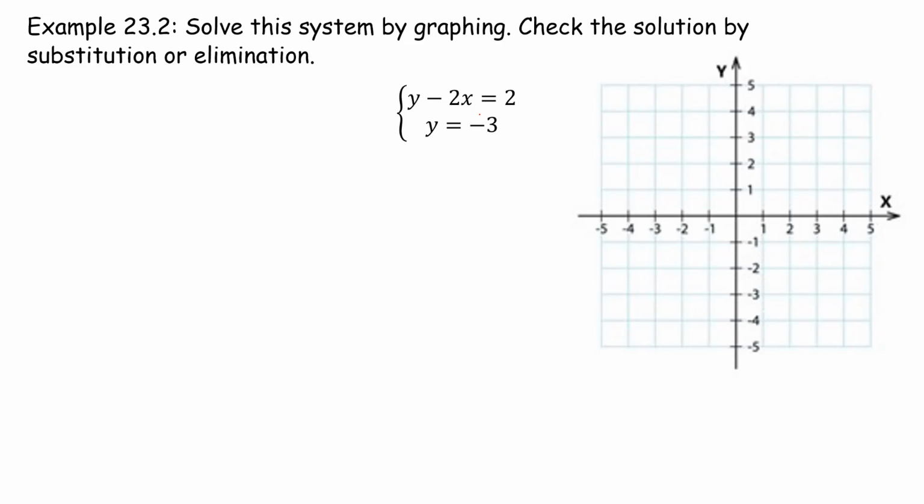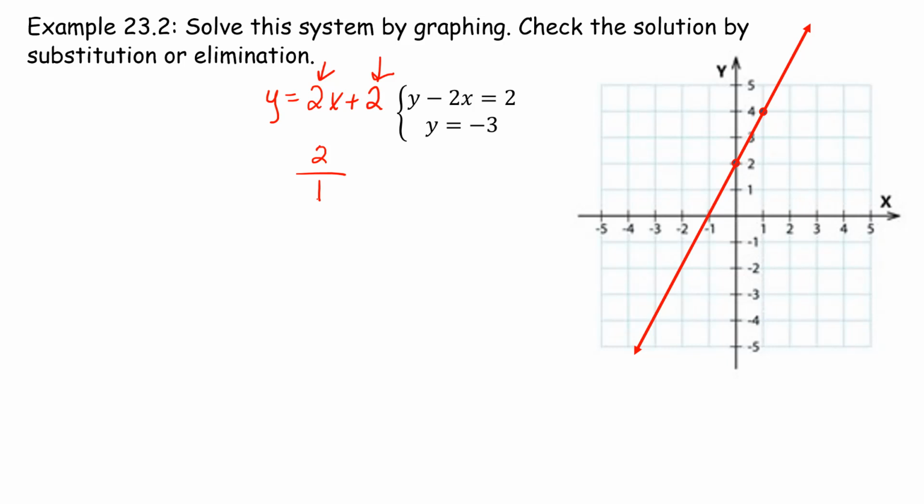Our first equation, y minus 2x equals 2. If we add 2x to both sides, we'll have y equals 2x plus 2. And that tells me that my y-intercept right here is 2. So there's that point. And then it tells me my slope is 2 right here. So that's 2 over 1. And that would mean you go up 2 and over 1. So that would be that point right there. And then I can draw that line.